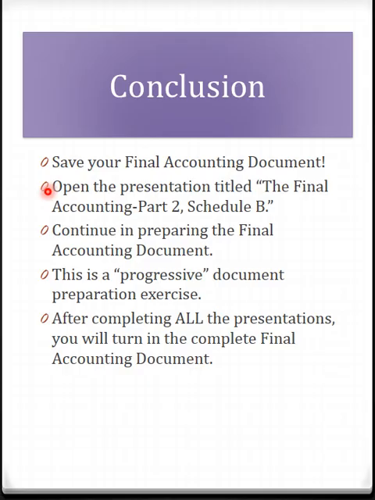Note that this is a progressive document preparation exercise, so you're not going to start a new document, you're going to add to it. The final accounting document template that I've given you has Schedule A, B, C, D, E, and other pages that we'll go through. But for now, you simply want to know that you're going to save this document. You're going to reopen the same document when you get to the Part 2 Schedule B presentation, and you're going to progressively build that document with Schedule B.